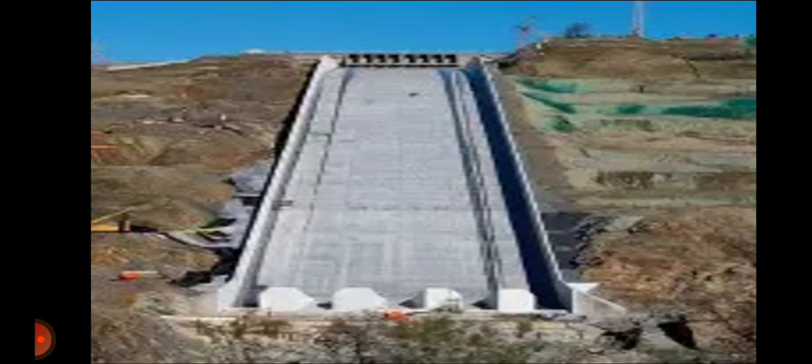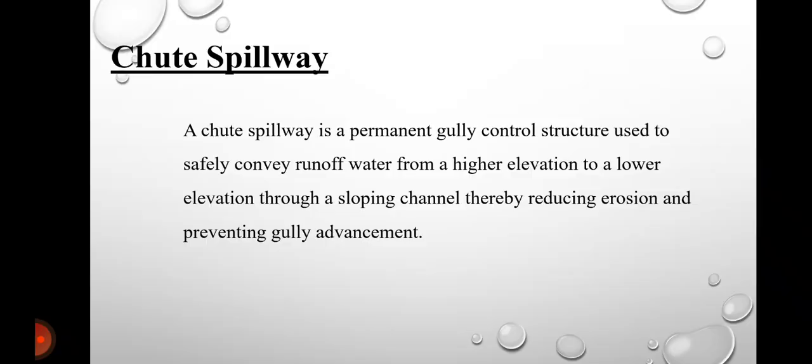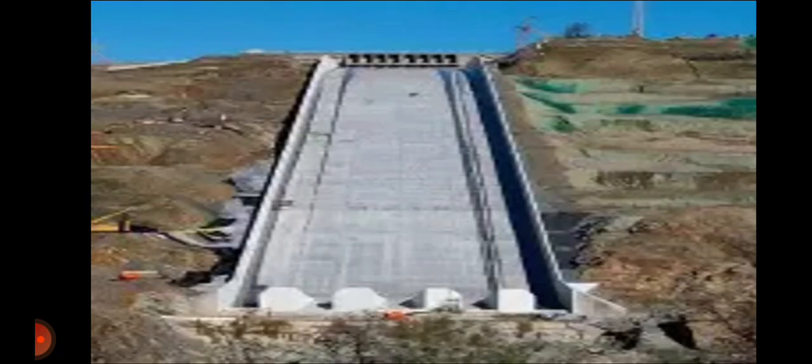specially constructed lined channel. So the chute spillway is a permanent gully control structure used to safely convey runoff water from a higher elevation to a lower elevation through a sloping channel, thereby reducing erosion and preventing gully advancement. So in the picture, from the top of the spillway the water flows downwards. So it is from a higher elevation to a lower elevation, and it is specially constructed with a lined channel.